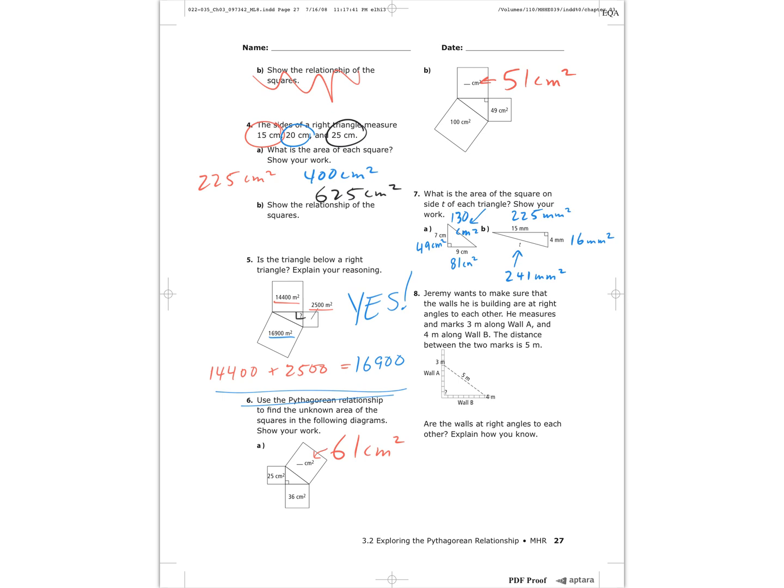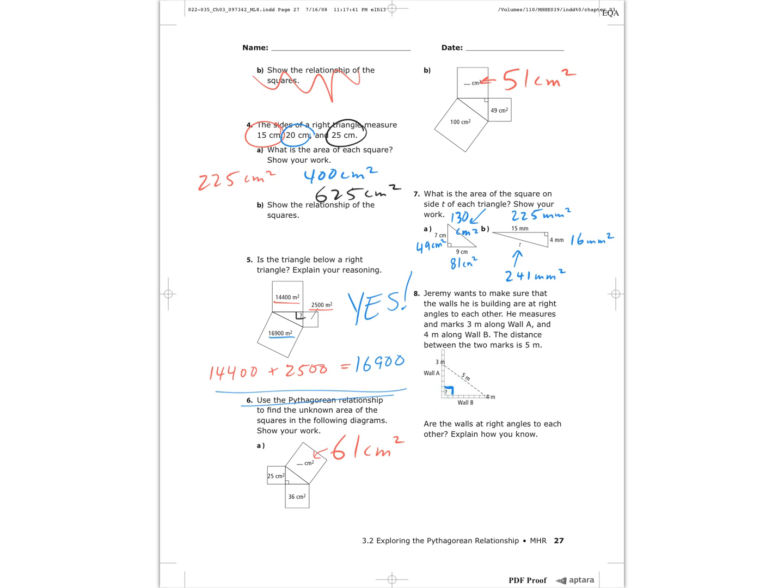Number 8, Jeremy wants to make sure that the walls he's building are at right angles. So he wants to make sure that this is a 90-degree angle in this corner. He measures and marks 3 meters along wall A. Okay, so from the bottom up. And, oh, I guess this is top view. So he walks from this corner that way 3 meters and this way 4 meters. And he marks a distance. The distance between the two marks is 5 meters. So is this a 90-degree angle?